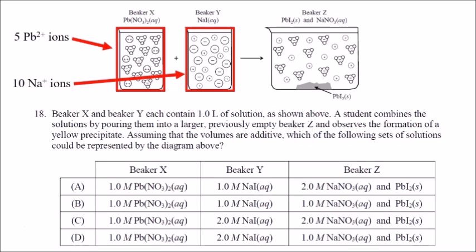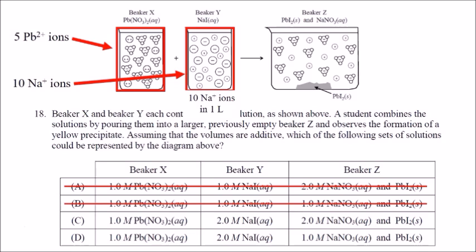Well, it tells us, since these two solutions have the same volume, that the concentration of sodium iodide is twice as much as the concentration of lead nitrate. So the correct answer is either C or D. Now we take those 10 sodium ions, which are currently in 1 liter. Those 10 sodium ions will now be in a total volume of 2 liters.